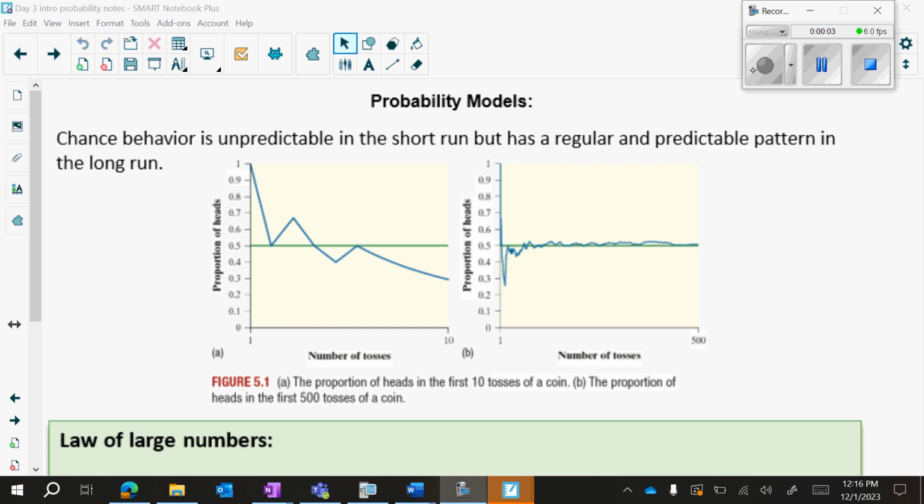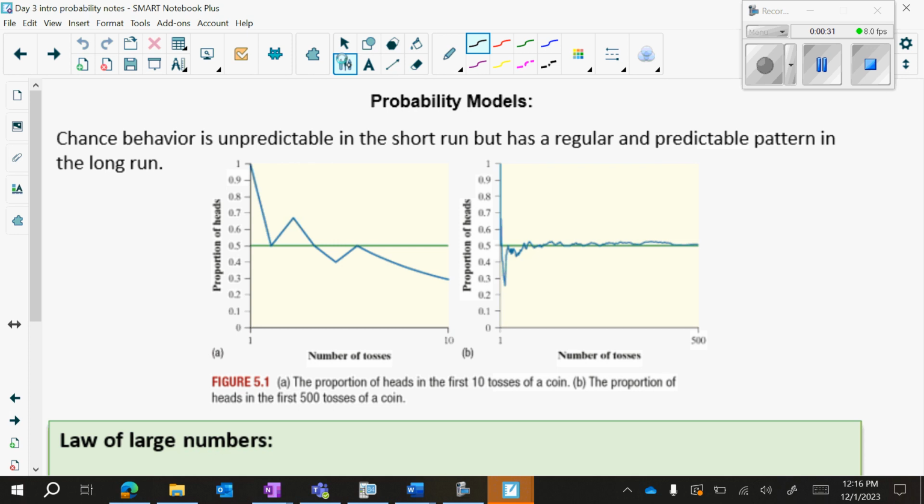Hey everyone, today we're going to talk a little bit about the introduction to Chapter 5, the basic rules of probability. So the first thing we're going to talk about is a probability model. We're going to talk specifically about how probability has to do with the chance of something happening, specifically the chance of an event happening. And we're talking about short run behavior versus long run behavior.